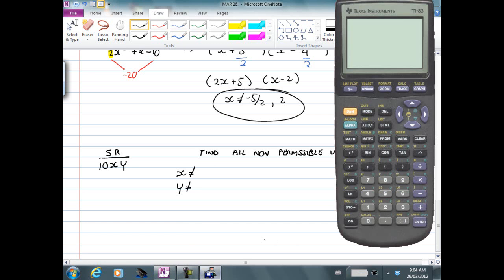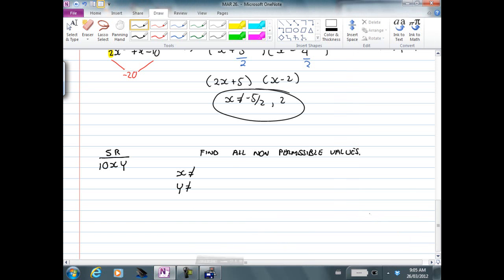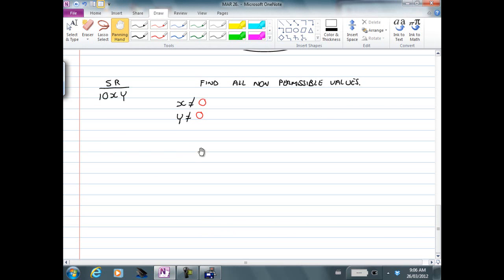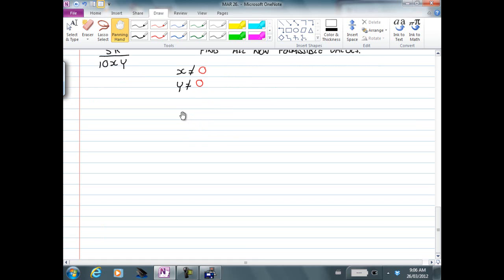Guys, I'm going to pause it. So guys, I just give you the clue. X cannot equal to 0. Y cannot equal to 0. Because if any one of these letters are 0, your denominator becomes 0, which is bad. This is called non-permissible values. Is it that hard? No, not really. So, that's what I said. If you survive the first 3 chapters with me, the rest is easy.